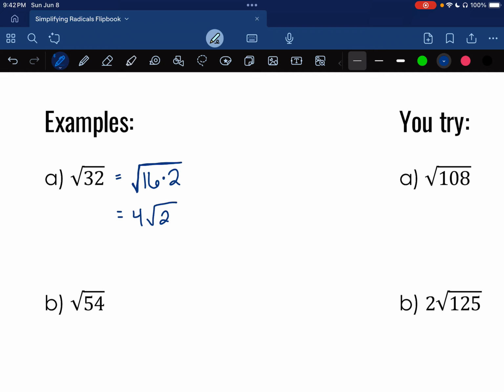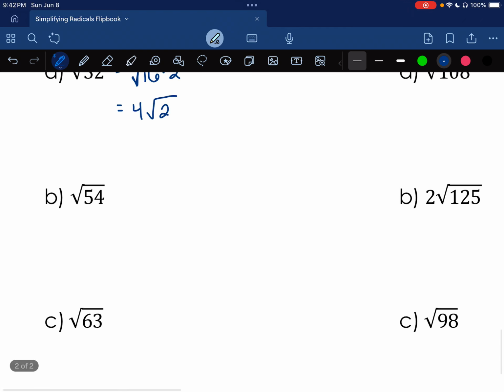All right, next let's look at the square root of 54. 54, I know I can write that as 9 times 6. And so when I take the square root of 9, I'll end up with 3 radical 6.